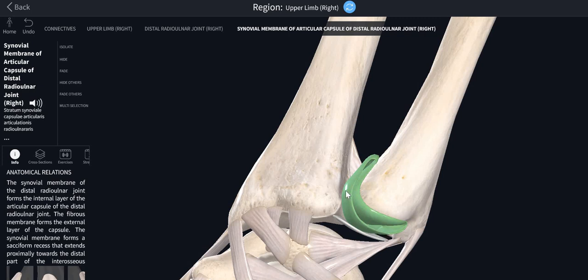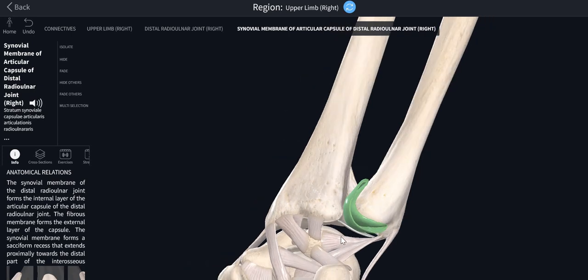So as we said, this is the capsule and inside it there's synovial fluid and it is covered by the synovial membrane. It encloses the joint and it further attaches the ulna to the radius. And it also is actually kind of part of the articulation between the proximal row of the carpals to the ulnar head or the radio ulnar part or the distal radio ulnar area.